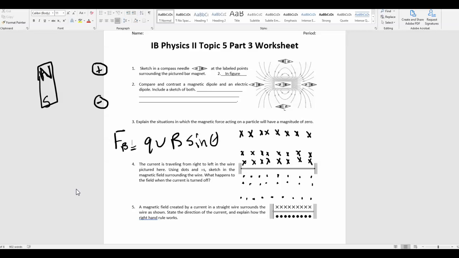Question 5 is basically the exact opposite of question 4. Magnetic field created by a current in a straight wire surrounds the wire shown. State the direction of the current and explain how the right-hand rule works. Well, that picture basically looks like the one we just drew, so the current here must also be going from right to left. So pause it there before I erase this.